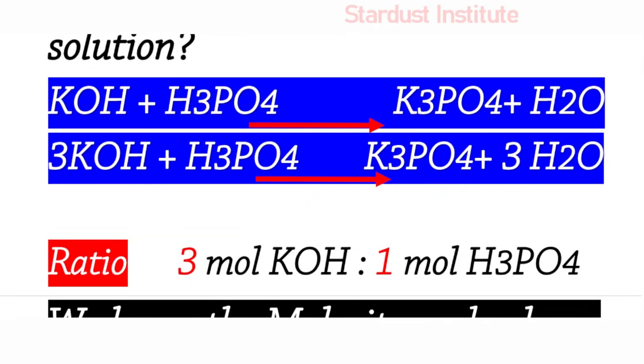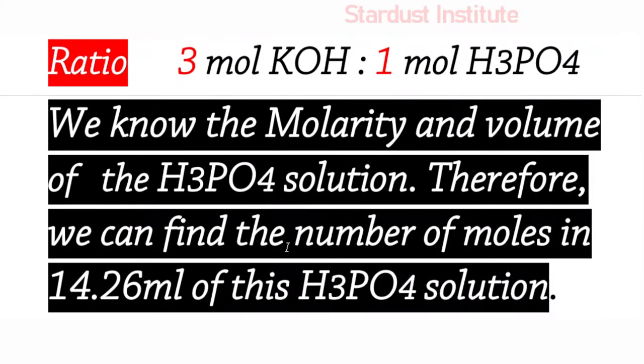This is the ratio: to react with 3 moles of KOH, 1 mole of H3PO4 is required. In the same way, to react with 1 mole of H3PO4, 3 moles of KOH are required. We know the molarity and volume of the phosphoric acid solution. Therefore, we can find the number of moles in 14.26 milliliters of this phosphoric acid solution.